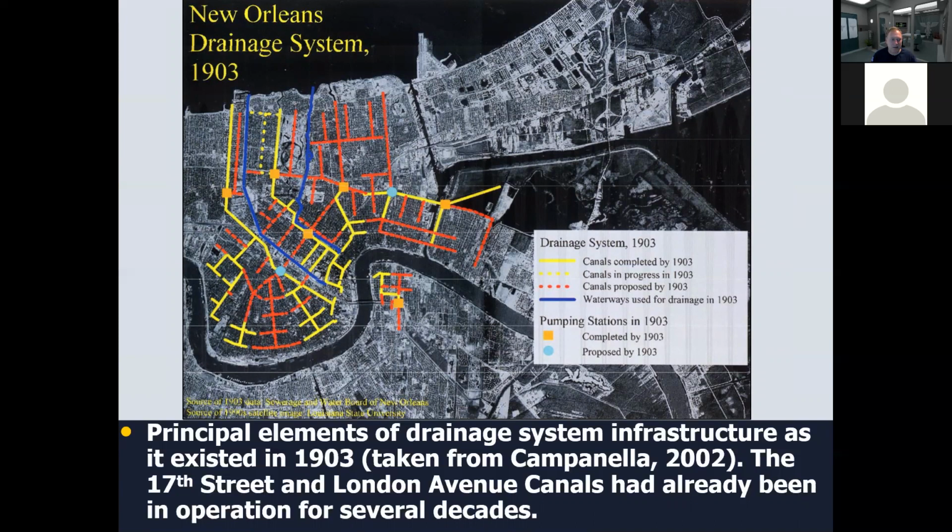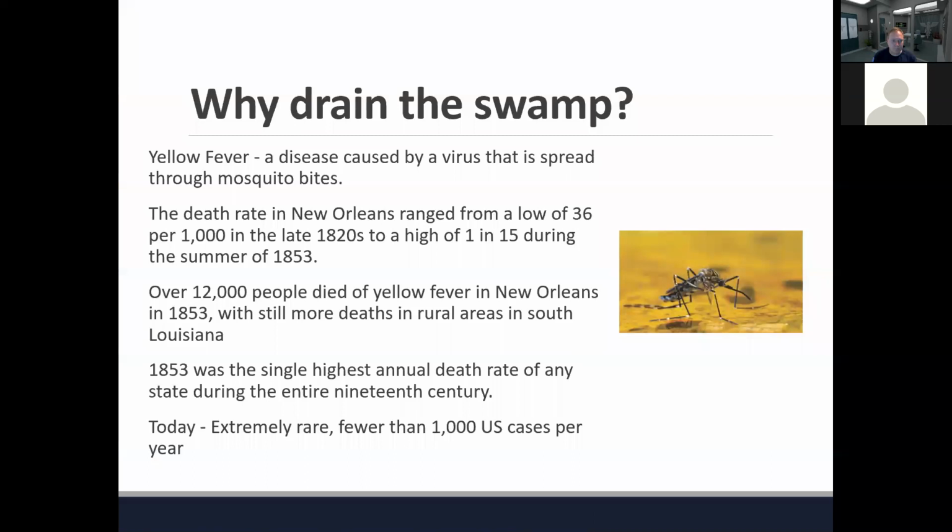Again, if you look at some of the canals that were present at the time, it gives you a feel for what an engineering marvel it was for the city to even exist the way it did. Again, why drain the swamps? One of the most important reasons was to kill the habitat for the mosquitoes that were killing thousands of people each year, and in some cases more than 10,000 people. The single highest annual death rate of any state during the entire 19th century was 1853. It was related to malaria and yellow fever.